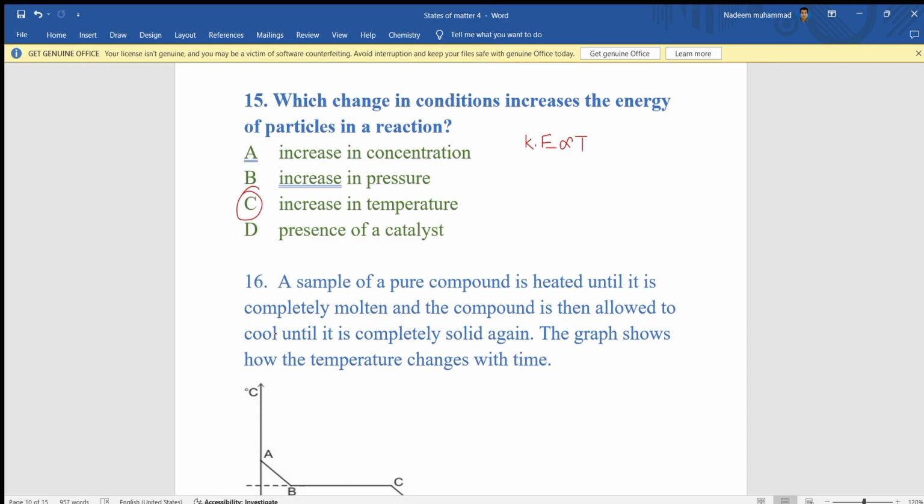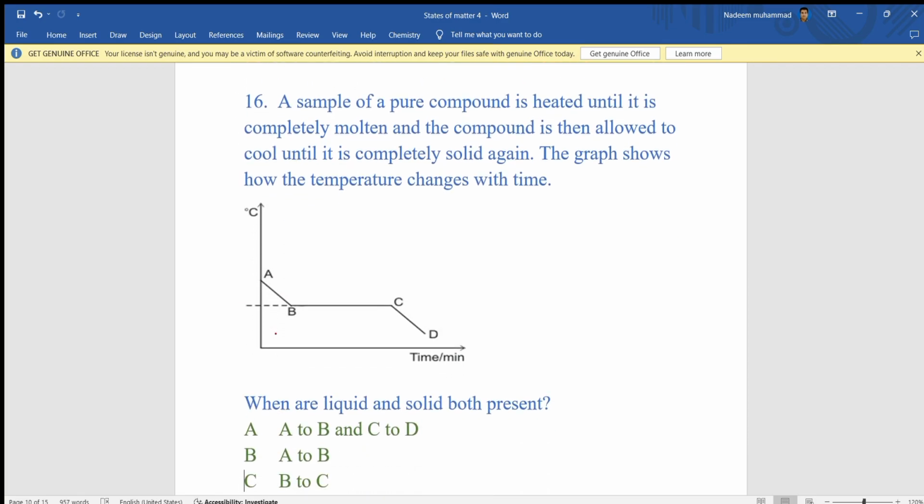Next is, a sample of pure compound is heated until it is completely molten, and the compound is then allowed to cool until it is completely solid again. The graph shows how the temperature changes with time. So when are liquid and solid both present?